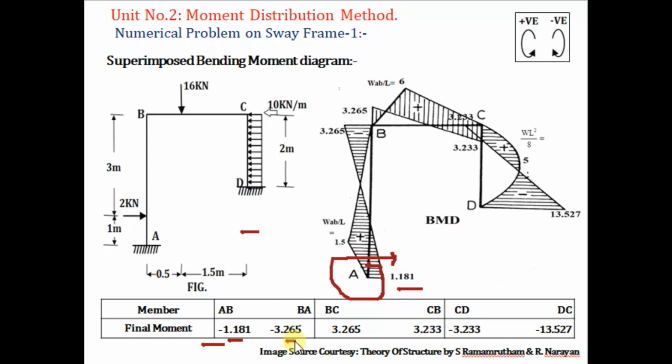Now MBA is minus 3.265. Now keep pen close to B and rotate about B in a clockwise sense. So after crossing the member, the arrow coming toward the left hand side, so show toward the left. So these are the locations of your end moments. Then join with the line, you will get the end moment diagram.